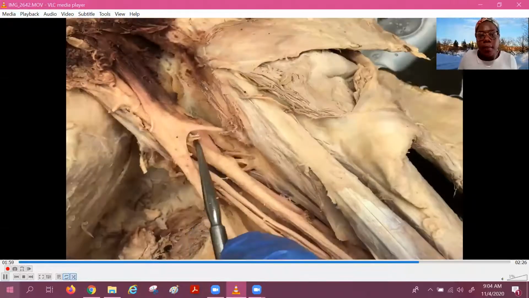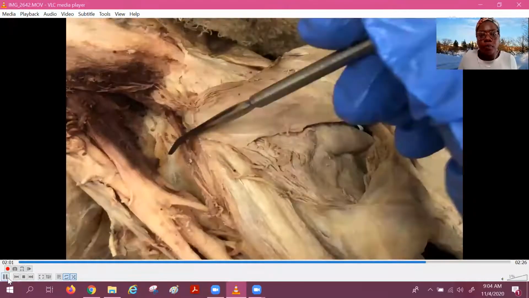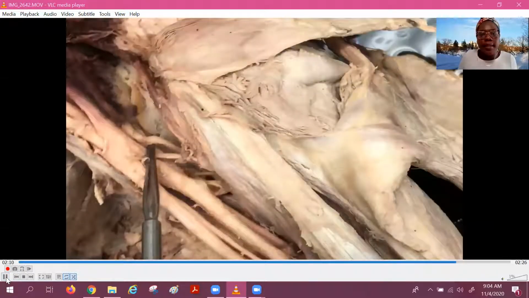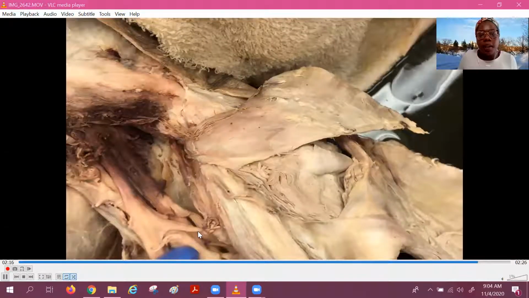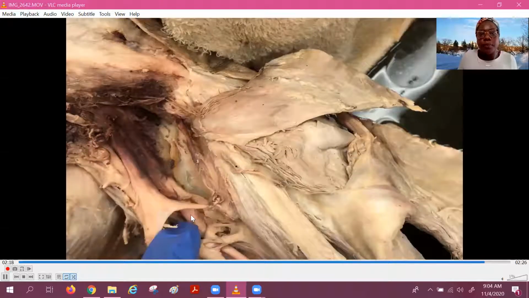So we can see that a little bit better here. That posterior cord branch there. There's the axillary nerve that I'm kind of tugging on. And then the other part of that is going to be the radial nerve.